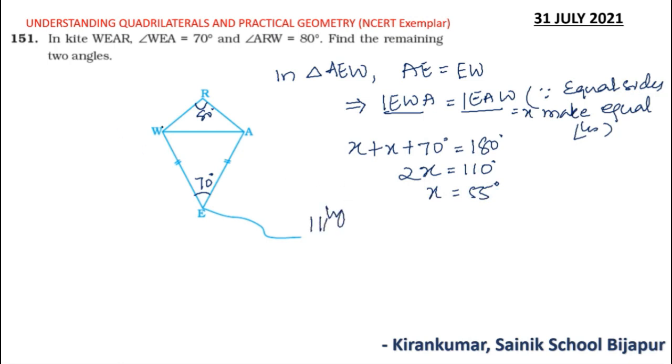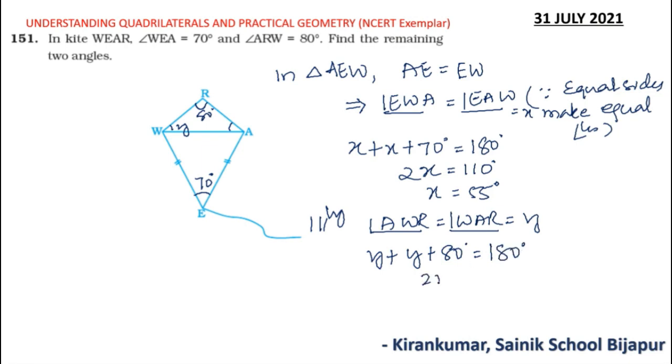Similarly, I can state these angles as equal. I'll name this as, say, y. Angle AWR will be equal to angle WAR. This I am taking as y. So y plus 80 degrees is 180 degrees. So 2y is 100. Y will be equal to 50 degrees.